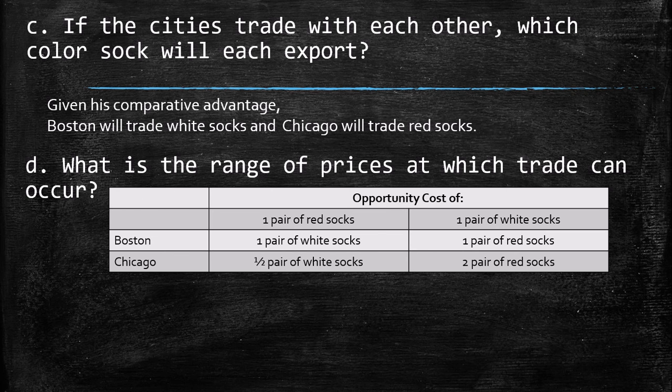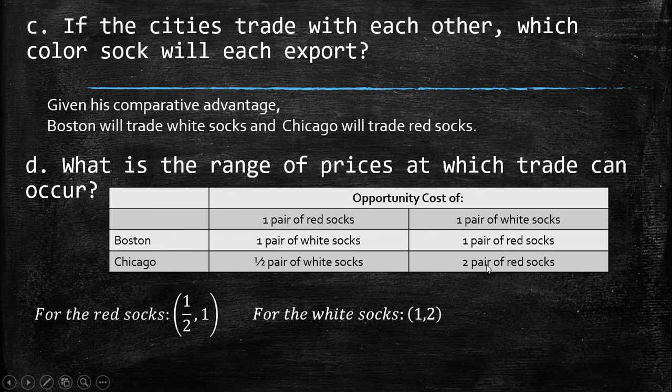So again, I have here the opportunity cost, which in the end is like the price of the good. So here we know that for the Red Sox, the price oscillates in this range. It goes from the lower price, for the one who has the comparative advantage, which is this one, until the higher price, which is the price of the other good. I put it in parentheses because the range is open. In the other case, for the White Sox, the lower price is going to be 1, and the maximum price is going to be 2.